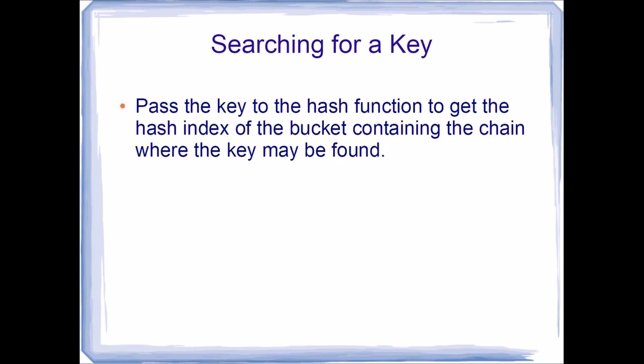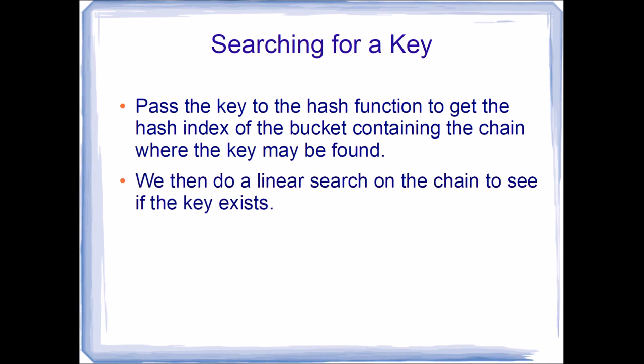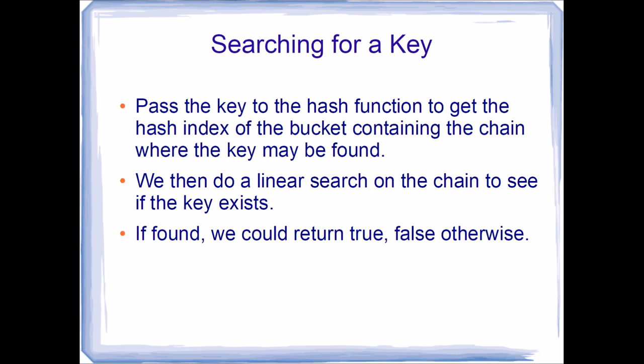So how do we search for a key within the hash table? We'll begin by passing the key to the hash function to get the hash index of the bucket containing the chain where the key may be found. Recall that a bucket is another name for one of the elements of the hash table array, and that chain is another name for a linked list in a bucket. Once we've identified which bucket to search, we then perform a linear search on the chain to see if the key exists. If found, we can return true, or if we don't find what we're looking for, we can return false.